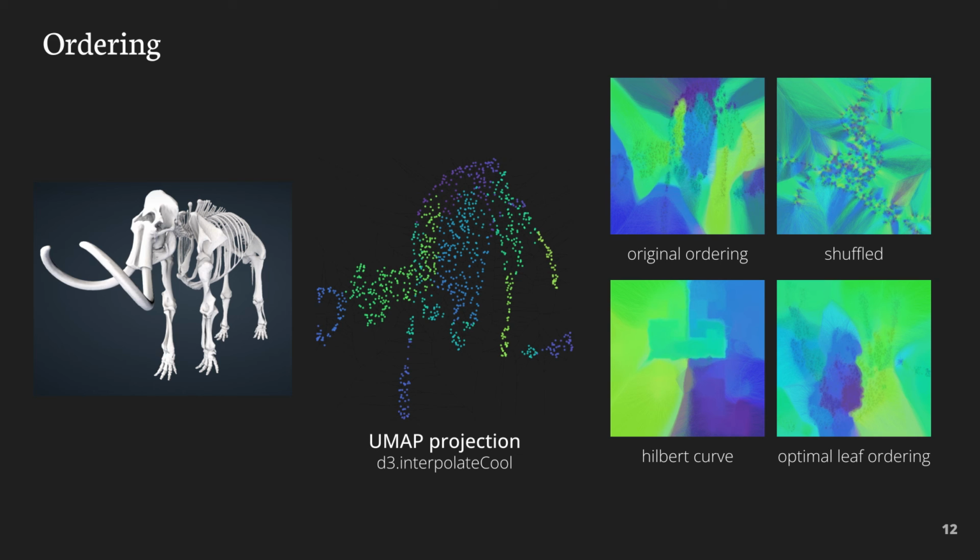With the original ordering, the result has larger patches with clear boundaries. When we shuffle the dataset first, then the image consists of smaller, softer patches. After mapping the two-dimensional points of the projection onto a Hilbert curve, we can order the points along this curve. This ordering results in smoother color gradients, but the shape of the Hilbert curve becomes visible. We can also use optimal leaf ordering, which orders the data points by similarity and results in smooth color gradients, but without artifacts.